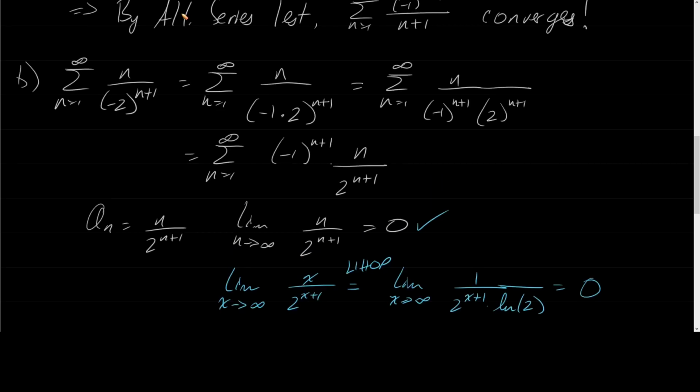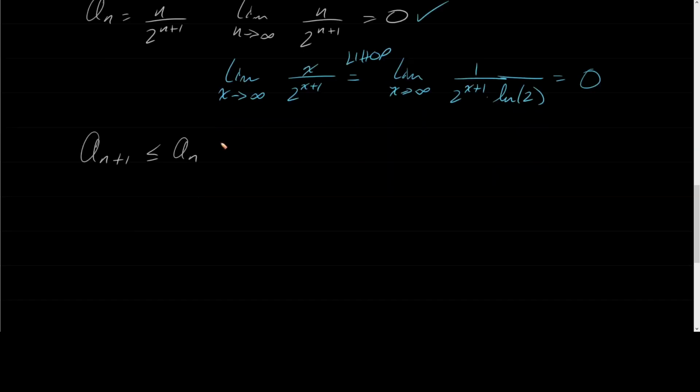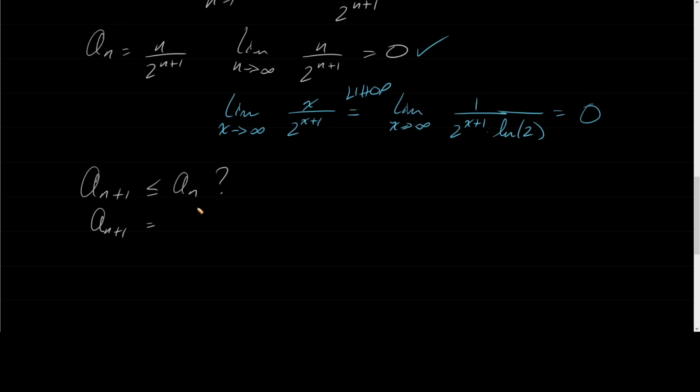Now, the next thing that we need to check here is, is it a decreasing sequence? So the question is, is a sub n plus 1 less than or equal to a sub n, right? Well, let's look at this. First, what is a sub n plus 1? Plugging in n plus 1 into our sequence, we have n plus 1 over 2 to the n plus 1 plus 1. What does that give us? That gives us n plus 1 over 2 to the n plus 2. All right? Now, the question is, is this actually going to be less than a sub n?